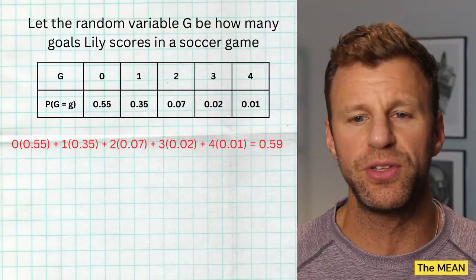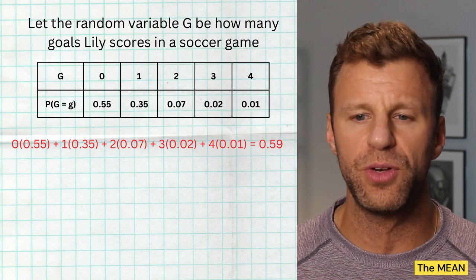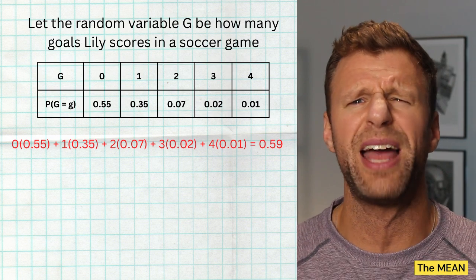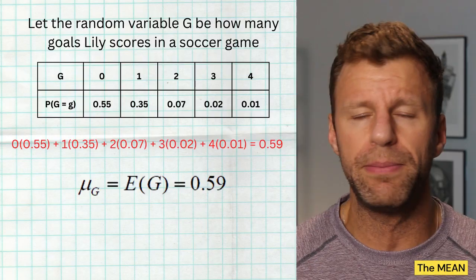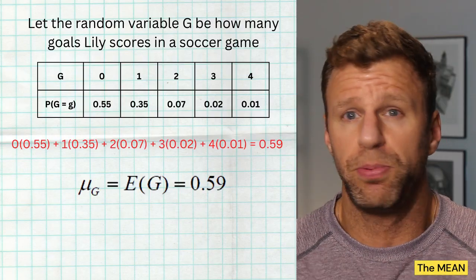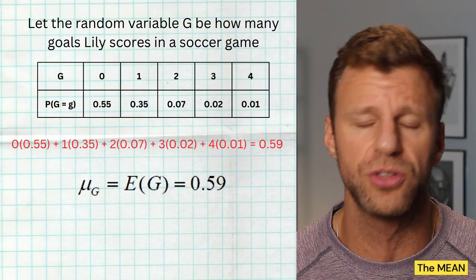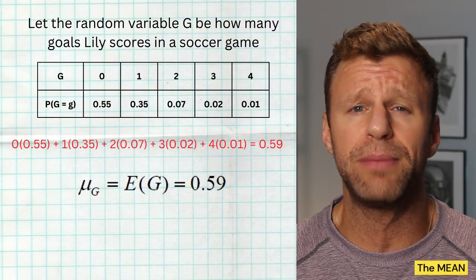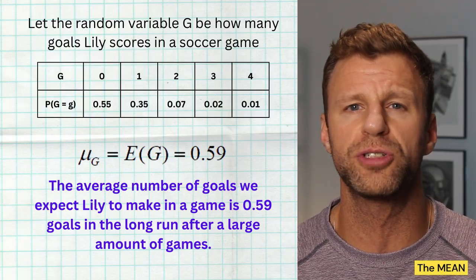All right, let's look at an example of how we can actually do this for a specific problem. Let's go back to random variable G, how many goals Lily scores in a game. If we take each outcome times its probability and add them all together, we get a final result of 0.59. Now, what does that 0.59 mean? That means in the long run, if Lily were to play many soccer games, and every time she plays a soccer game, Lily records in her journal, hey, I scored 1 goal, 2 goals, 0 goals. In the long run, after many games, she expects to score an average of 0.59 goals per game.